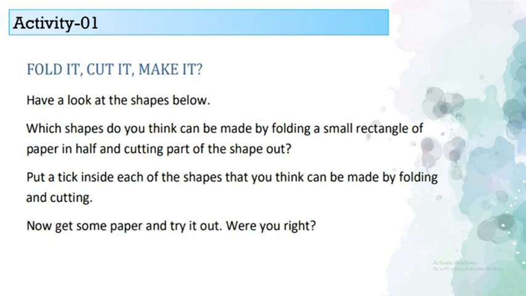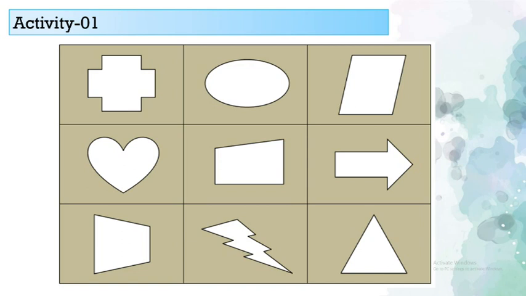Students, here are the shapes. You have to identify which shapes can be made by folding a small rectangle of paper in half and cutting part of the shape out. After checking that, you have to put a tick in the middle of the shapes.